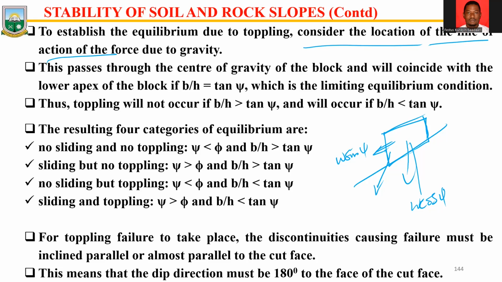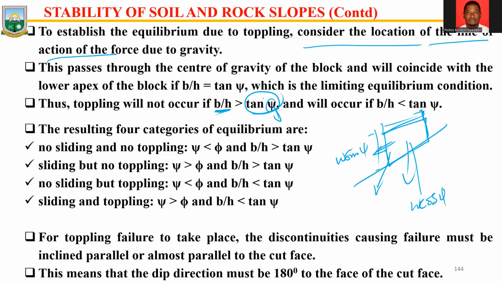Then it says that the line of action of the weight of block N will coincide with the lower apex of the block if b over h is equal to tan phi. So the b here, assuming the failure is to occur, you know the distance of the block at the top, which is the length, and then the height of the block. So if I measure and this ratio is greater than the value I'm going to get if I measure the phi, and the phi is the angle at which the failure is to occur.